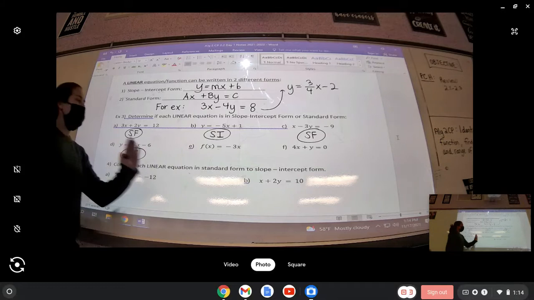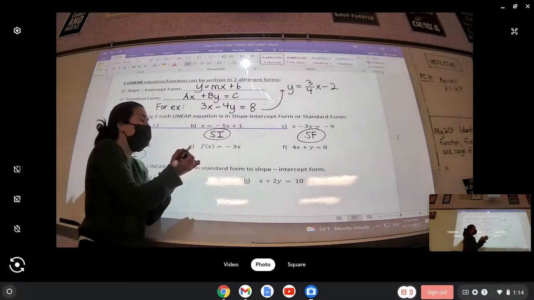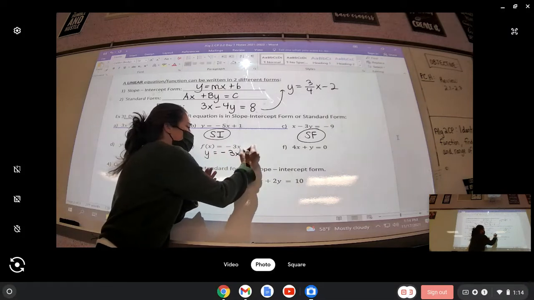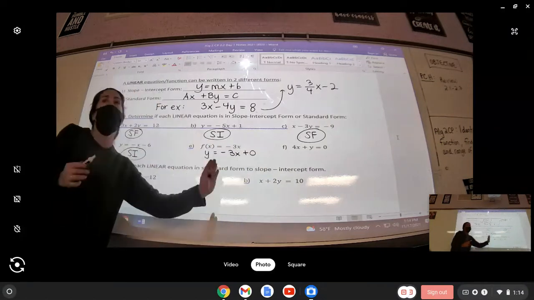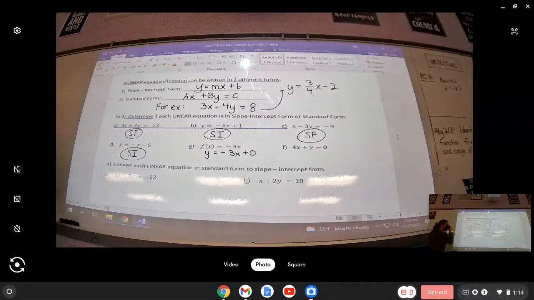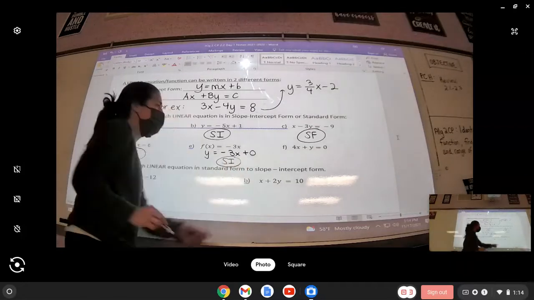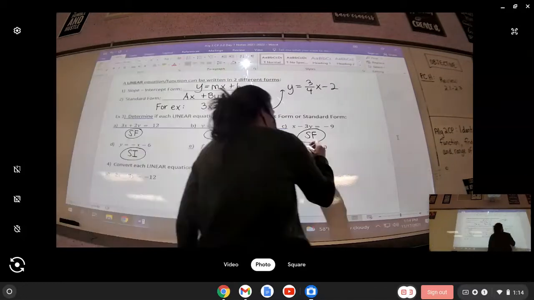All right. f of x equals negative 3x. Couple things. Guys, f of x is the same as who? Y. It equals negative 3x. I could even put plus 0 if I wanted to. So is that in slope-intercept or standard form? Slope-intercept. And then last, is that slope-intercept or standard? Standard, right? Y isn't by himself.